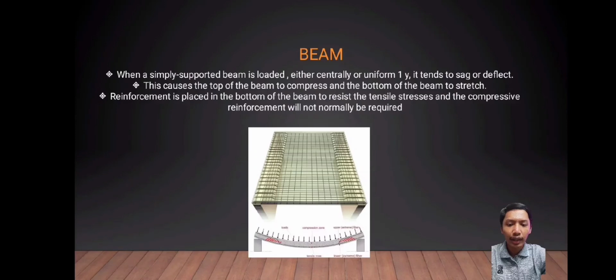Okay, finally, I'm going to share about the position and distribution of reinforcement bar in beam. When a supported beam is loaded, either centrally or uniformly, it tends to sag or deflect, and this causes the top of the beam to compress and the bottom of the beam to stretch. Reinforcement is placed in the bottom of the beam to resist the tensile stress, and compressive reinforcement will not normally be required.